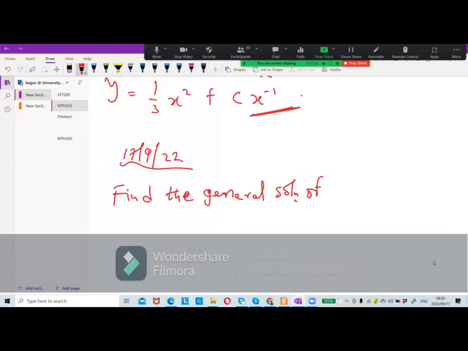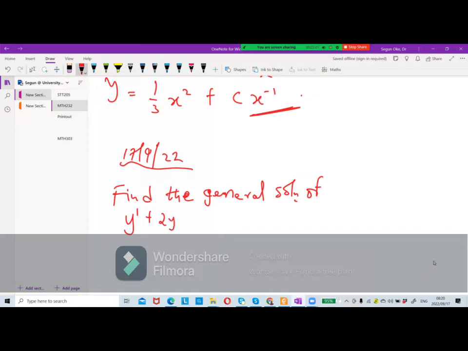The equation says y prime plus 2y equals x cubed times exponential of minus 2x. But this particular question, we have a different way of solving it.